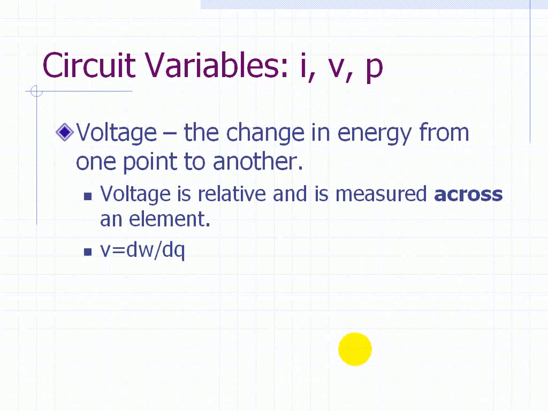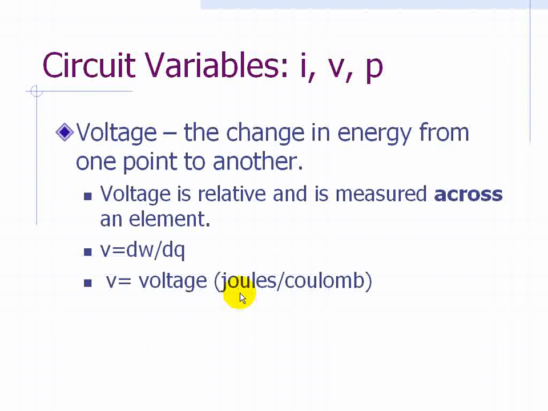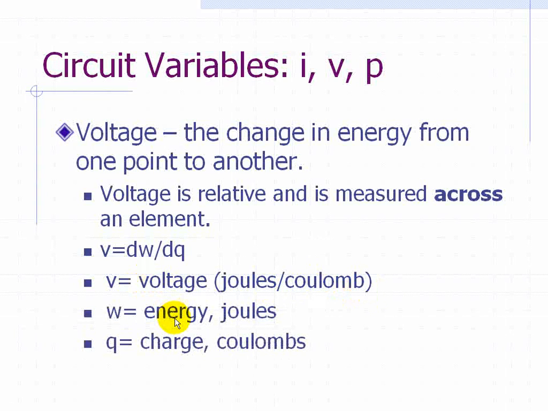Now the definition of voltage, as I said before, is the amount of energy required to move a charge. In this case, we can express it as a derivative. Voltage is equal to dW/dQ, where W is in joules and Q is in coulombs. So voltage is joules per coulomb. That's the unit. V is the measure of voltage, with the unit of volts. W again is the energy, and Q is the charge.